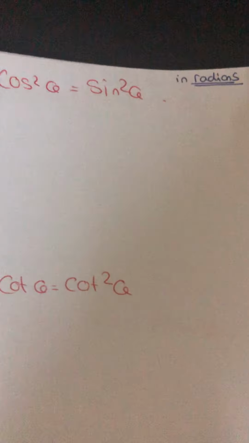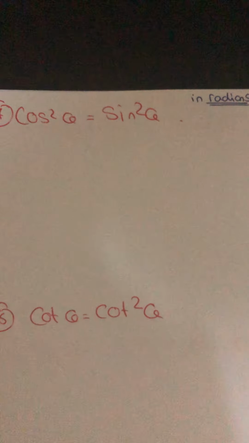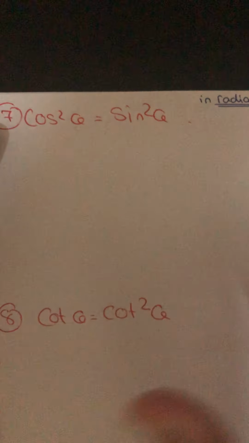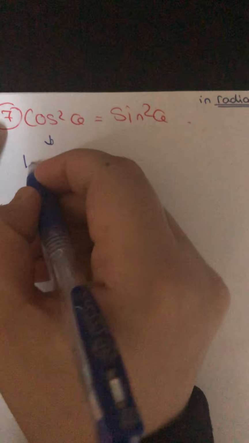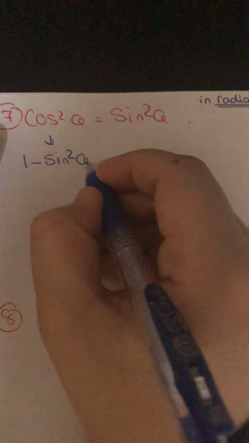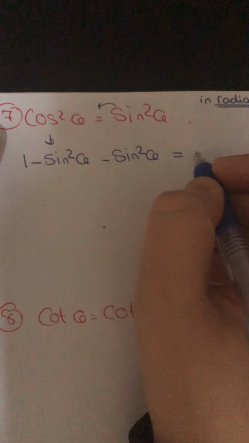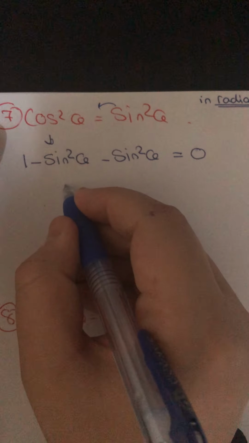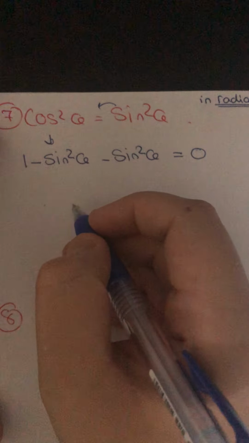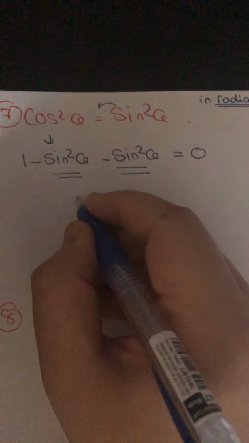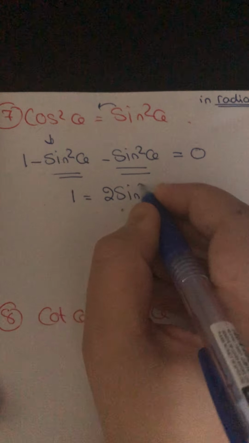Question number 7. Over here I can say how can I do that? Okay, this is how I worked on this one. Cosine squared theta can be changed to 1 minus sine squared theta, Pythagorean identity. And if I take this inside as well, everything is equal to 0. So if I take both of them to the right side, I'm going to have 1 equals 2 sine squared theta.